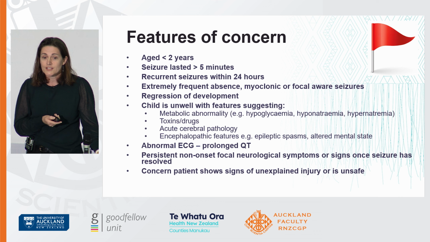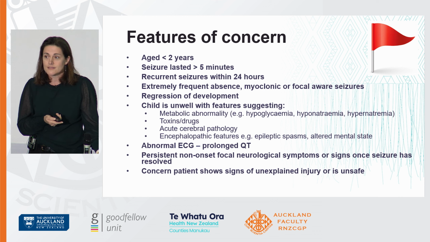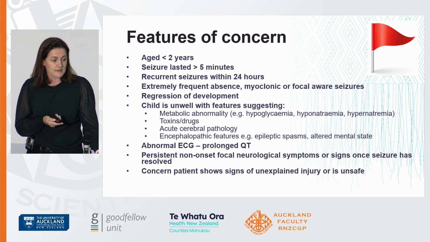Particularly if there's any regression of development with onset of seizures, or if the child's unwell with features suggesting a metabolic abnormality, toxins, drugs, acute cerebral pathology, or encephalopathic features, and I'll talk briefly about epileptic spasms. Also an abnormal ECG, particularly long QT, or persistent focal neurological signs or symptoms once the seizure's resolved, or if there's concern about an unexplained injury and possible non-accidental injury.